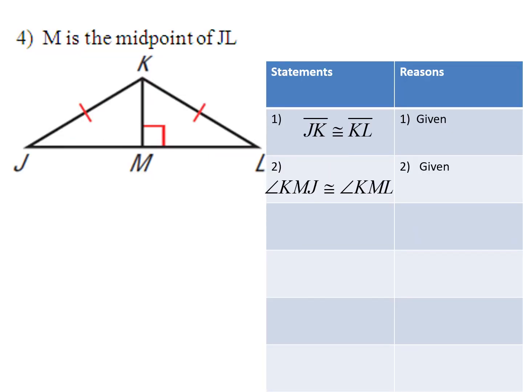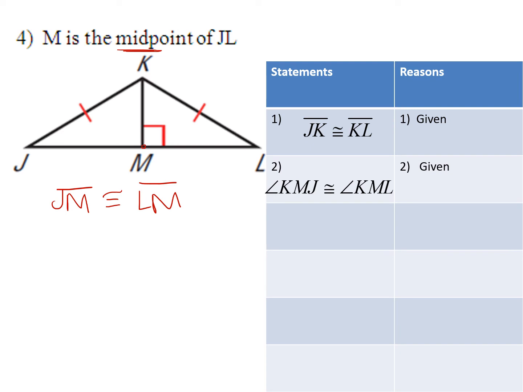All right, so our last example of the day, we want to prove that M is the midpoint of JL. So first off, what does it mean to be the midpoint? Well, midpoint just means in the middle. So if it was in the middle, we could assume that JM would be congruent to LM. That's what it would mean for M to be in the middle. So if I can somehow prove that JM is congruent to LM, I could prove that M is the midpoint.